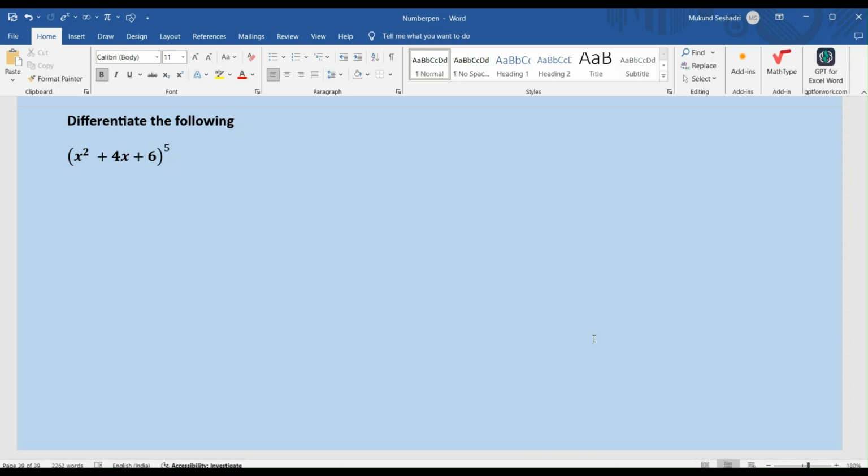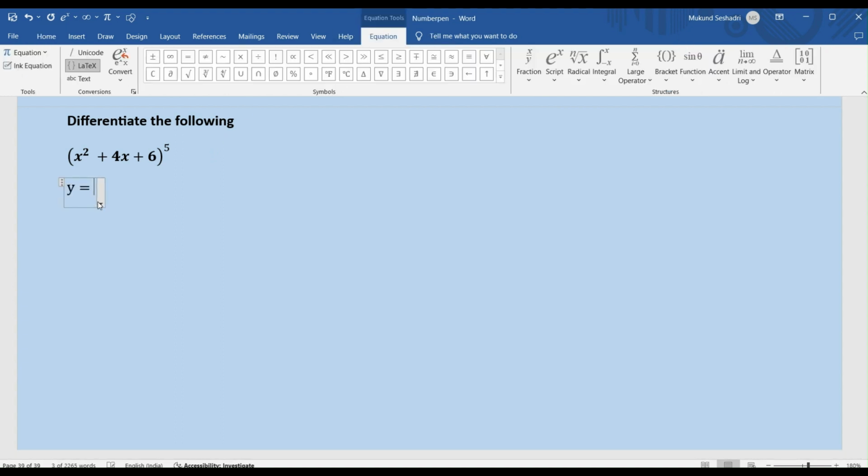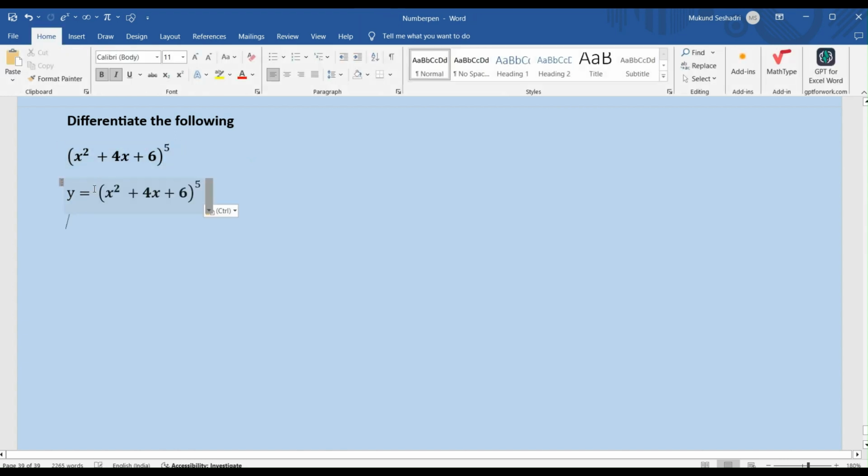So there we have the problem on our screen. Differentiate the following: x square plus 4x plus 6, the whole power 5, right? So in this video, we're going to learn differentiation by substitution. I'm going to start off by writing out my equation, y. Y equals x square plus 4x plus 6, the whole power 5.